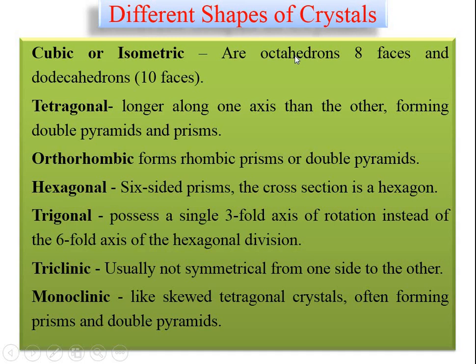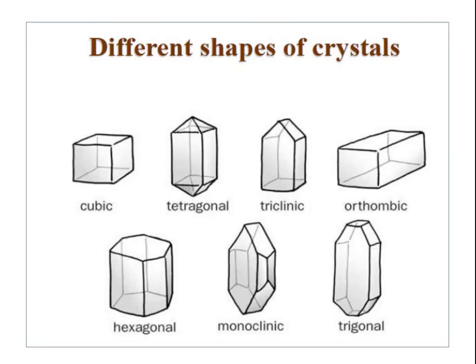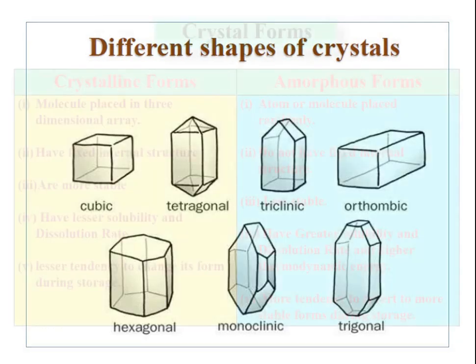Now the different shapes of crystals. How may your crystals exist in different forms? The different shapes of crystals that appear are cubic, isometric, tetragonal, orthorhombic, hexagonal, trigonal, triclinic, as well as monoclinic. So various shapes of crystals may exist depending on the process of synthesis and the inherent nature of your drug particle. So these are the different shapes of crystals: cubic, tetragonal, triclinic, orthorhombic.